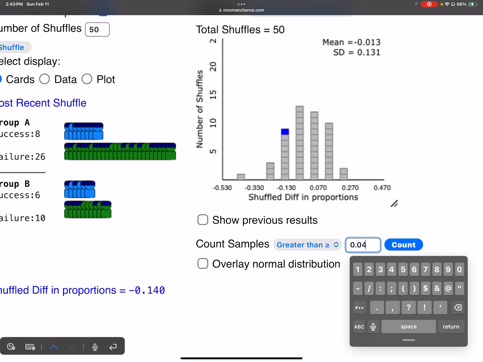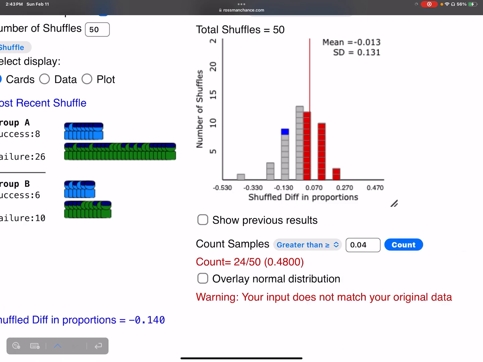And if I hit count, I'm going to hide my keyboard again, sorry. Count, it will tell me. It'll put the line in for me, and it'll tell you 24 out of 50 of them were, for a percentage of 0.48 or 48%. So almost half of my samples had that number or bigger.